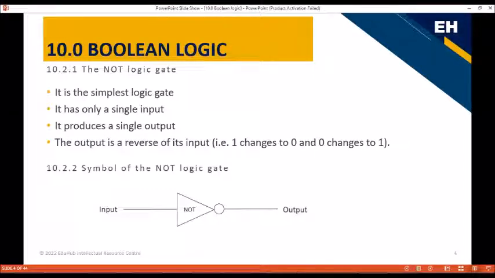That is, if an input of 1 is given, then the logic gate NOT reverses such input to 0. And if 0 is given as an input, the logic gate produces an output of 1. Here is the symbol of the NOT logic gate. The input and the logic gate NOT, which looks like a triangle and with a NOT before the output.